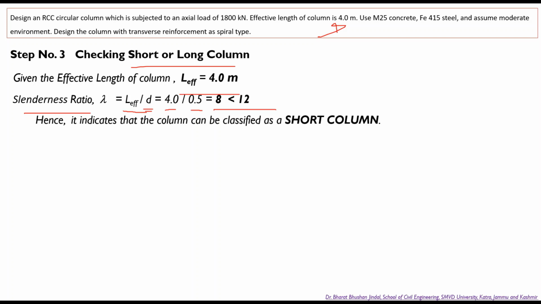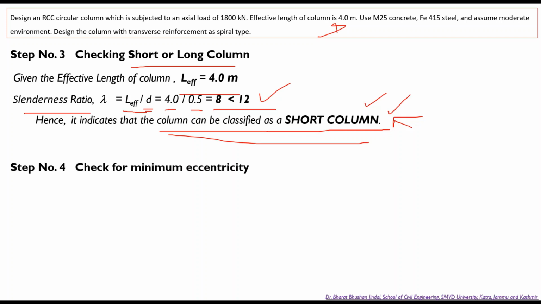Now based on this condition which is mentioned in IS 456, we have decided that this column needs to be designed as a short column, so it has been classified as a short column. So the formula which we have used to calculate the area of steel required or the area of cross section required is still valid because it is a short column, so no need to go for the other type of calculation.